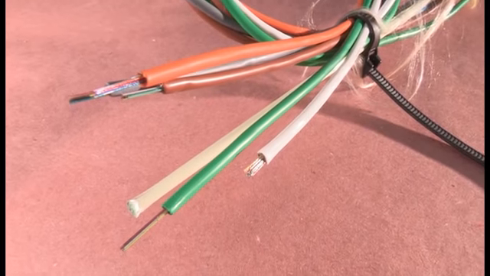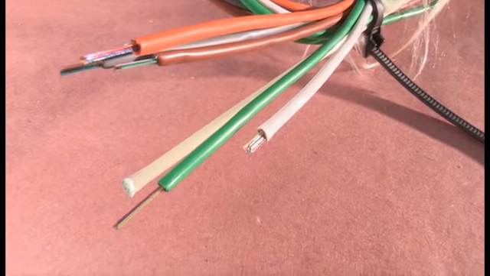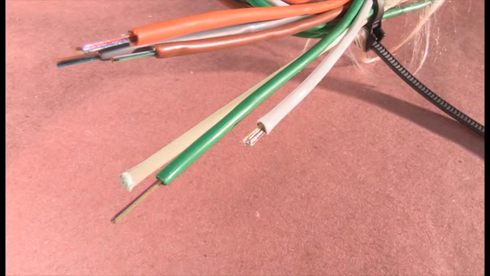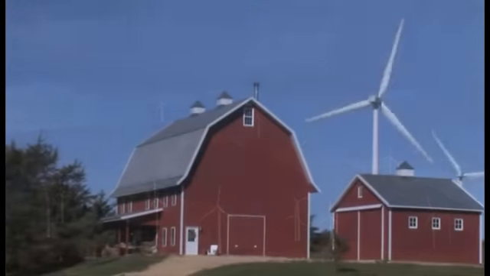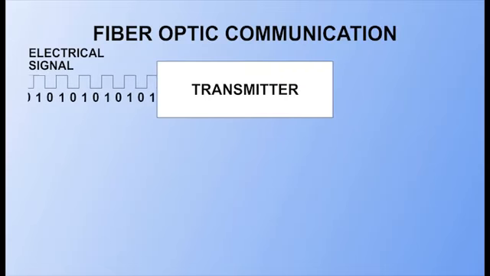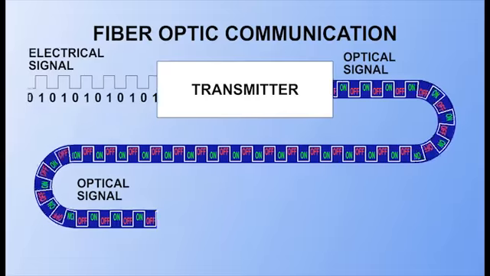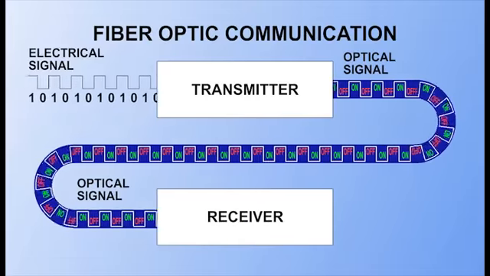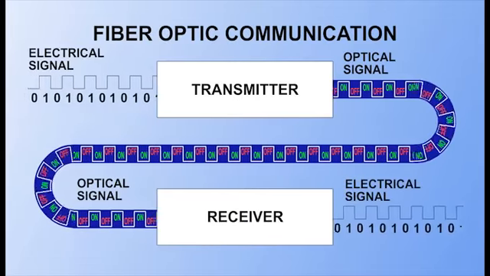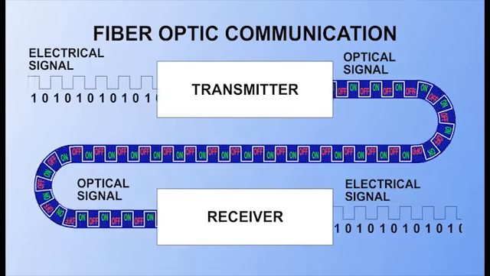Fiber optic cable is widely used in wind farms to transmit information using light. It is a highly effective way for communication to occur between and within wind turbines. In general, the system consists of a transmitter to produce and encode the light signals, optical fiber to conduct the light signals, and an optical receiver at the destination to decode the light pulses and return them to digital form.